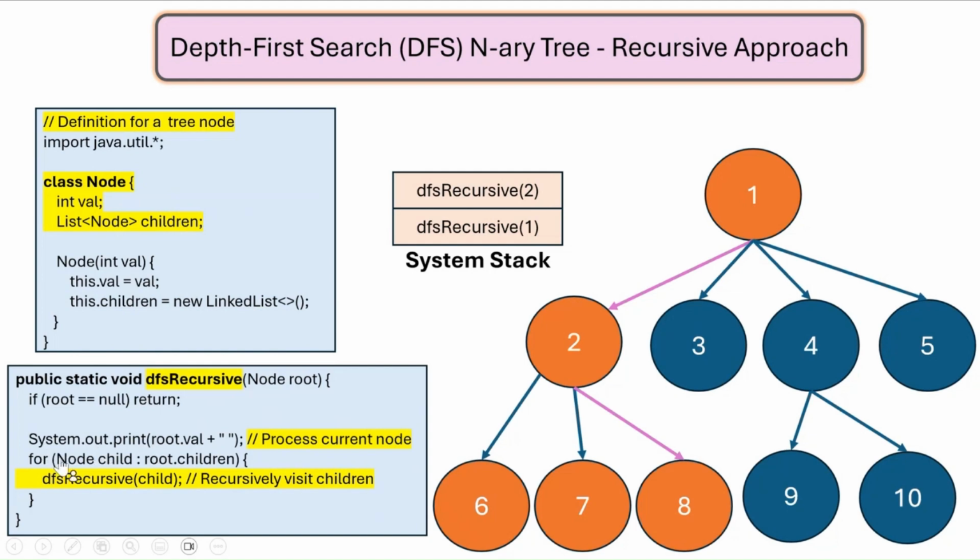Now the for loop for node 2 is finished, so it will also backtrack. Backtrack means it will go to the previous function execution, which is DFS recursive with node 1, in that for loop, and then check for the next child, which is 3. Like that, recursively it will visit all the nodes of the N-ary tree. So this is the implementation of depth first search DFS for an N-ary tree using the recursive approach.